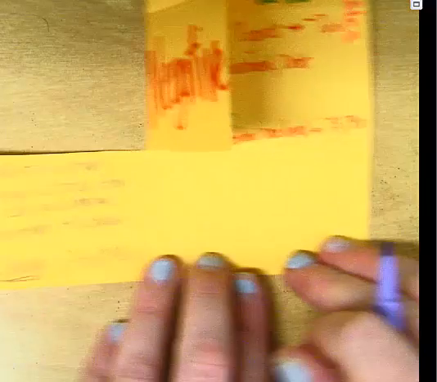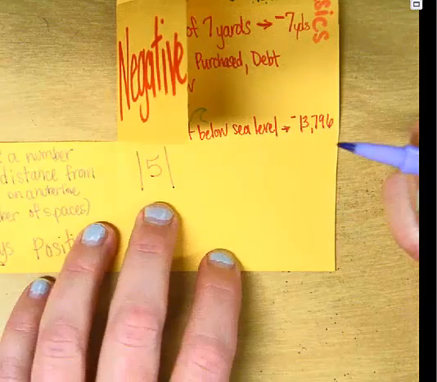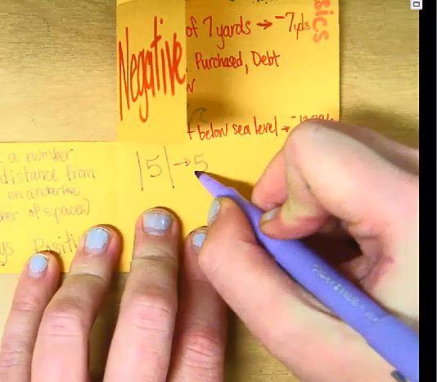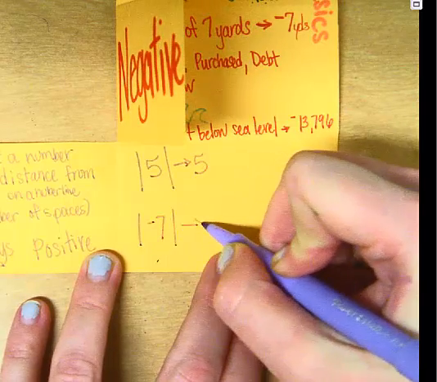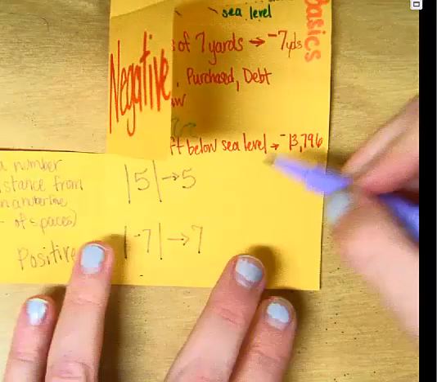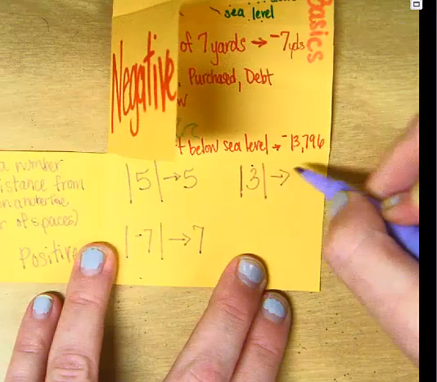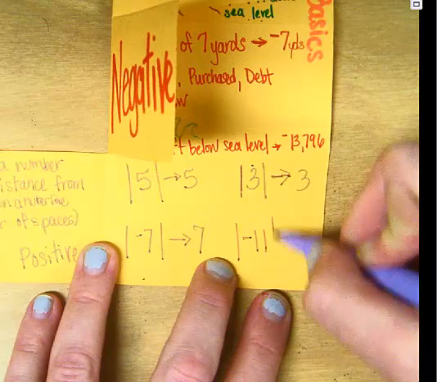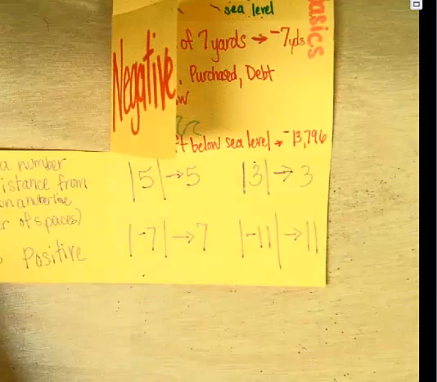And the way that that is written, it looks like maybe they wrote the ones too long, but those are absolute value bars. So the absolute value of 5 is 5. And the absolute value of -7 is 7. Absolute value of 3 is 3. And the absolute value of -11 is 11. So that's what we have for our vocabulary for integers.